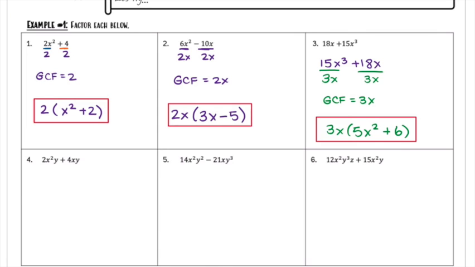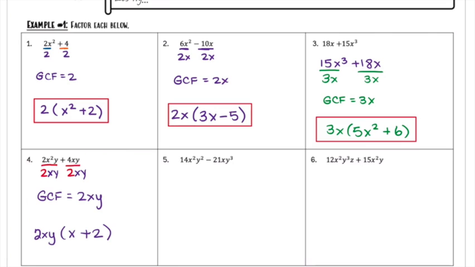For number 4, this one has 2 variables, so I am not going to rearrange it in any form. What I am going to do is determine if there is a greatest common factor. I can take out a 2 or divide each of these terms by 2, but I could also divide each of these terms by x and y. So my GCF here is 2xy. Just like before, we pull that GCF in front, and we are left with x plus 2, and that is all.